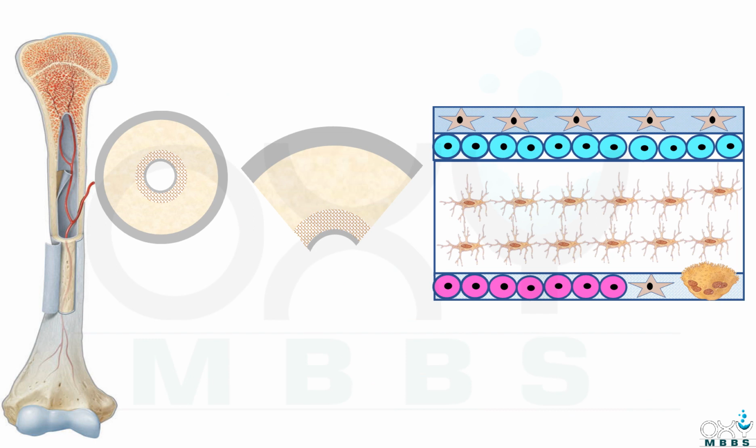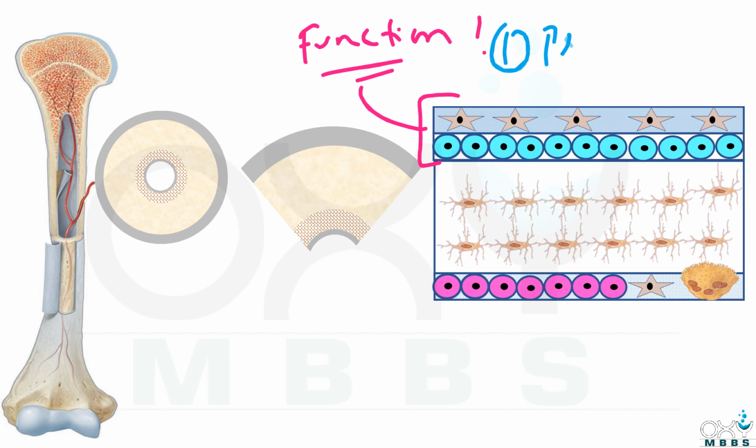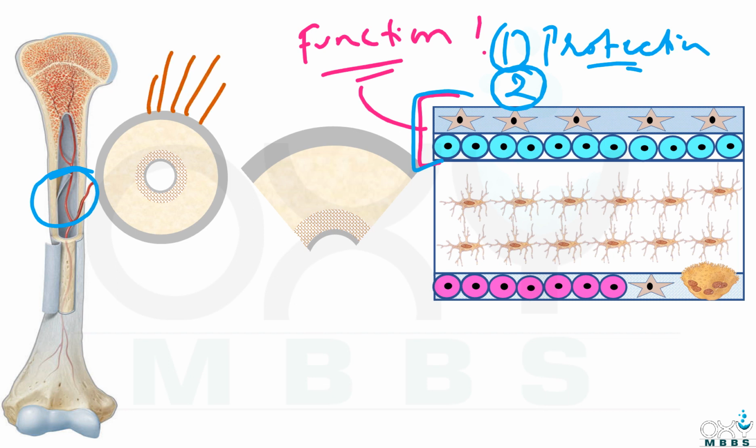Now let's talk about the functions of the periosteum layer. One function is protection, as it is present on the outer side. That is why it protects the bone. And the second one is that it provides an attachment site for the muscles, ligaments or tendons.